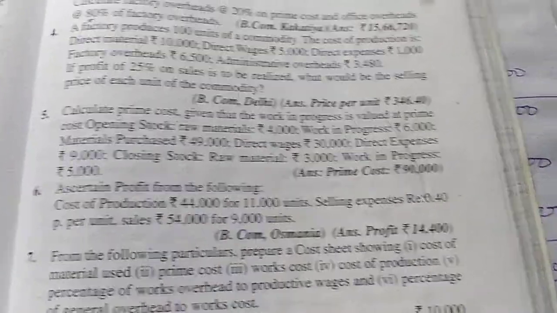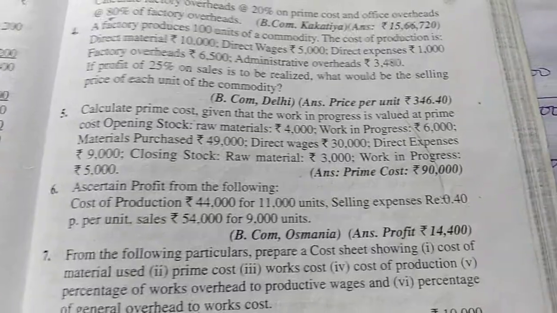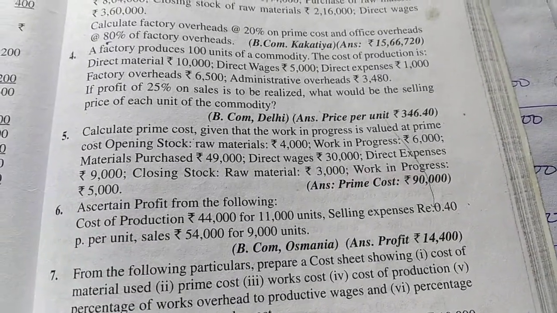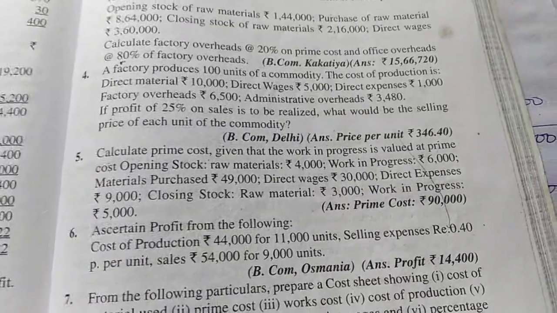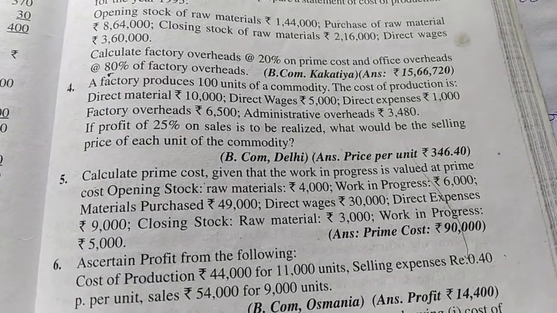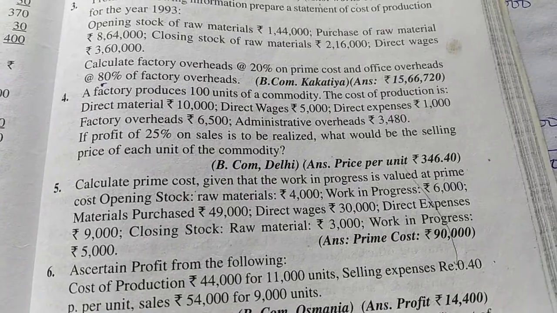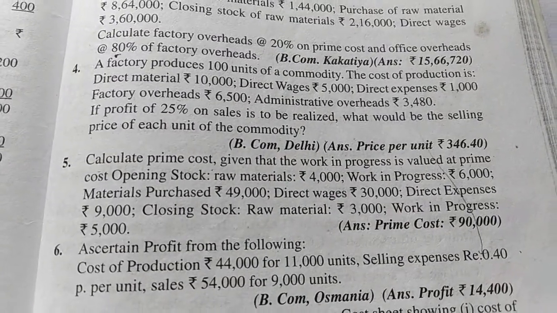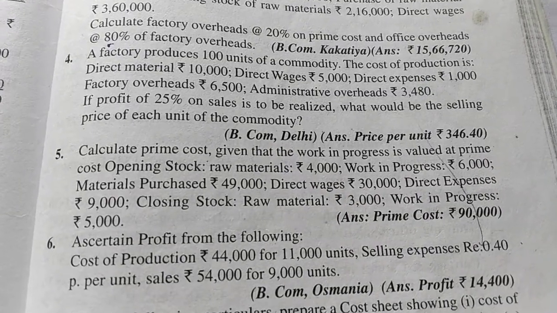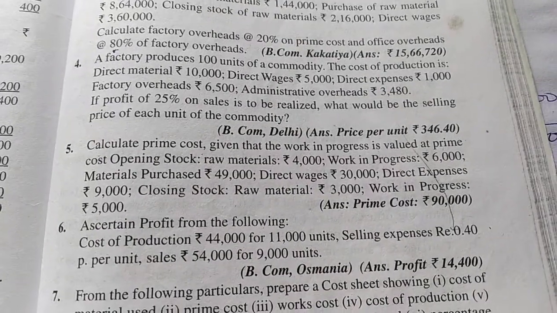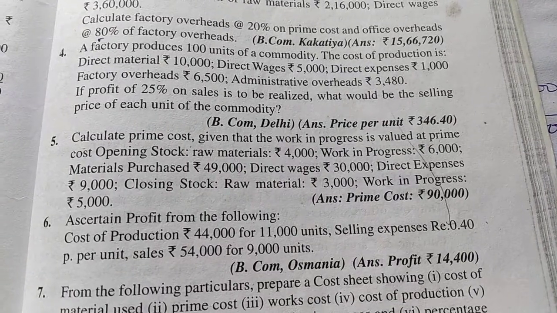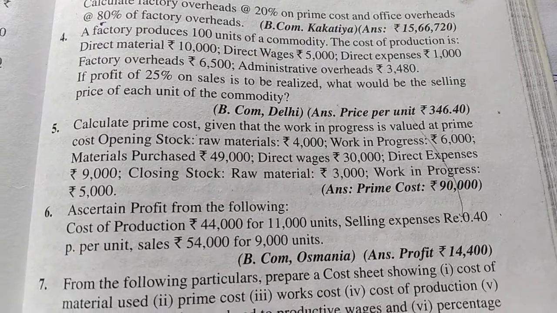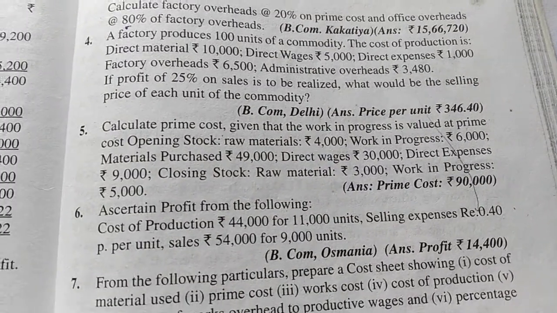Okay, so today's topic is unit and output costing. Here we are going to discuss the fifth and sixth questions. Once you see the fifth question: calculate prime cost given that the work in progress is valued at prime cost. Opening stock of raw material 4,000, opening stock of work in progress 6,000, material purchase 49,000, direct wages 30,000, direct expenses 9,000, closing stock of raw material 3,000, work in progress 5,000.